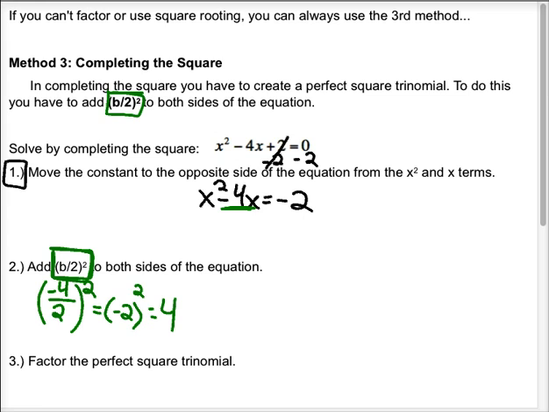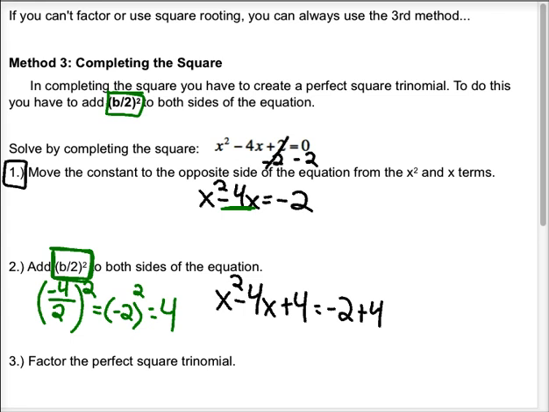So once I calculate that little bit right there, now I'm going to add that to both sides of my equation. All right, so I'm going to have x squared minus 4x plus 4. But then I can't just add it to one side of the equation. I want my equation to still be equal. So I add it to both sides of that equation. And I end up with this.